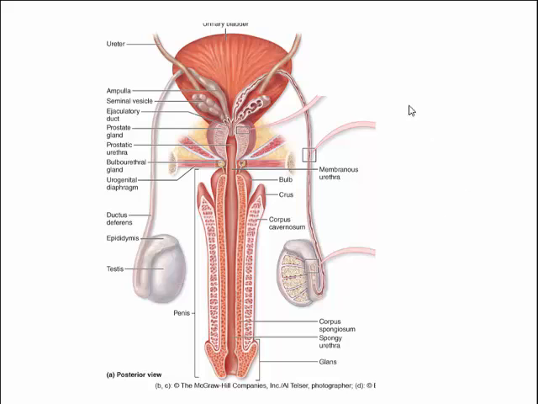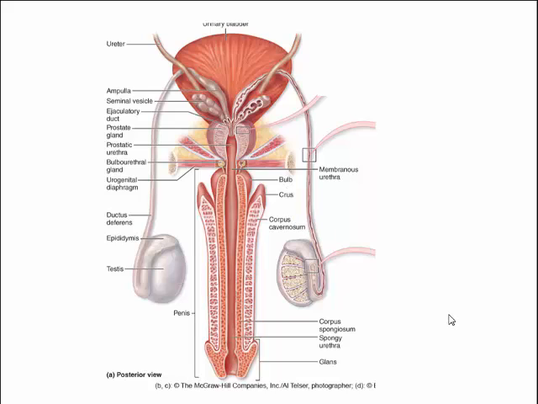Here in a posterior view, you can see the paired seminal vesicles on the posterior surface of the urinary bladder. Testis, epididymis, ductus deferens ending at the ampulla, and emptying its contents into the ejaculatory ducts, left and right, within the substance of the prostate gland. Prostatic urethra, membranous urethra, penile urethra or spongy urethra, and bulbourethral glands situated within the urogenital diaphragm.